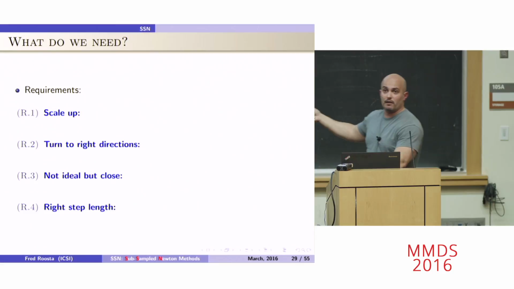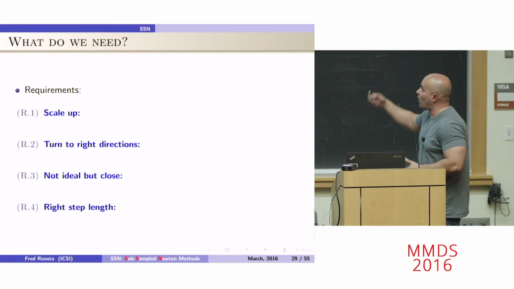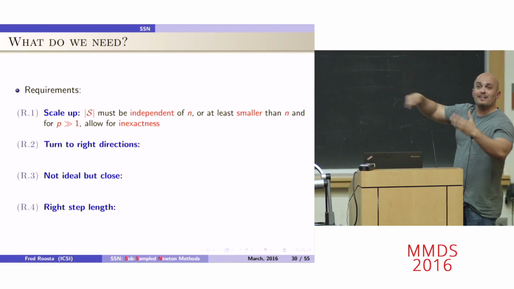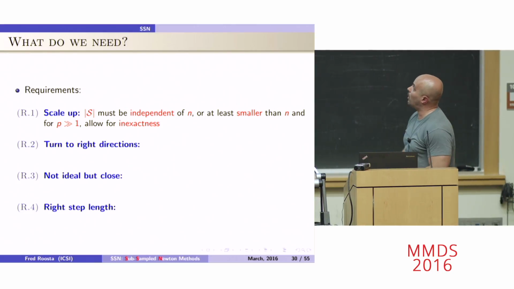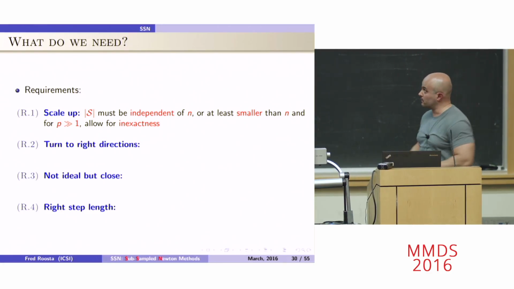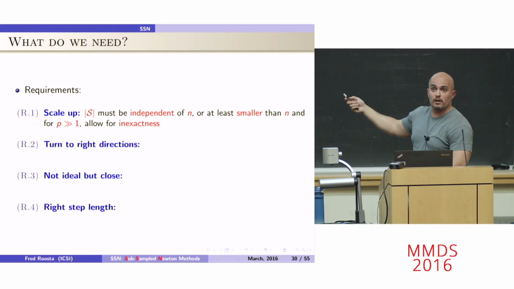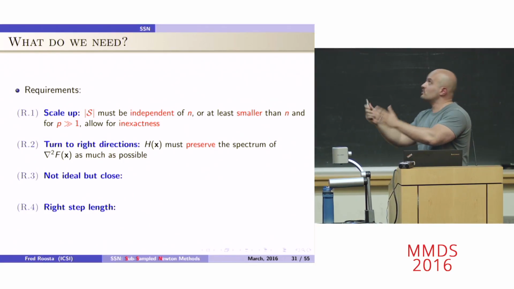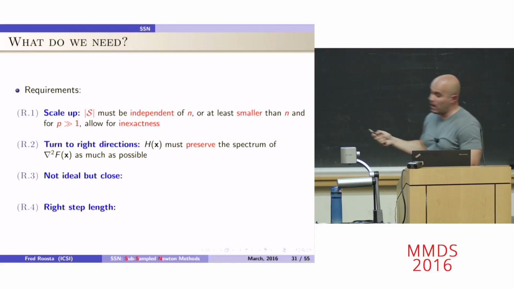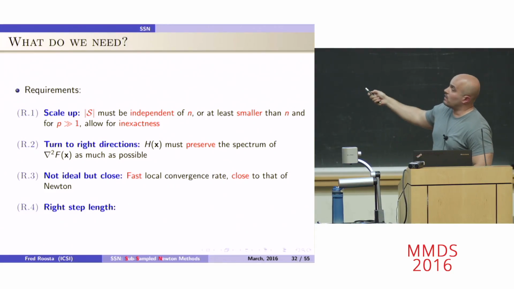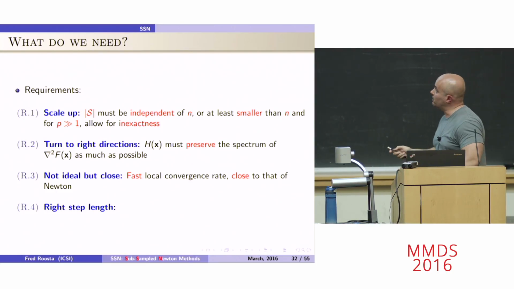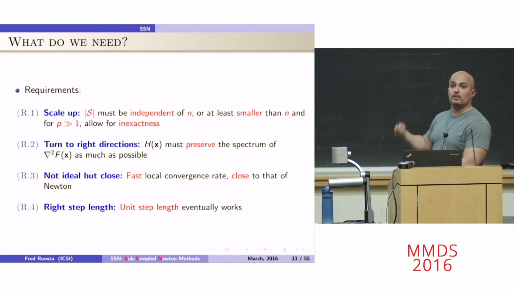So let me just quickly say what it means if we manage to achieve at least partially what he's suggesting. Scaling up means that we need a sample size that's either independent of the total number of measurements we have or at least a lot smaller. And if you're talking about bigger dimensions, we need to allow for inexactness in our algorithm, so that you compute the direction inexactly. The second requirement is to turn towards the right direction, curvature, aka preserve the spectrum of your true Hessian as much as you can. So the subsampled Hessian needs to preserve that spectrum as much as you can. Not ideal, but close, meaning that Newton is really fast locally, so at least you need to be able to mimic that to be fast. Maybe not as fast, but fast enough. And the right step length, meaning that unit step length needs to work for your algorithm at the end of the day.